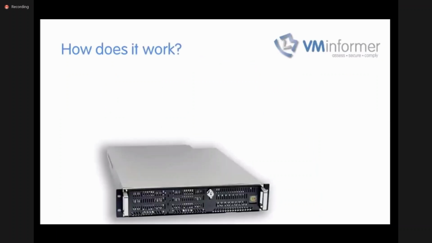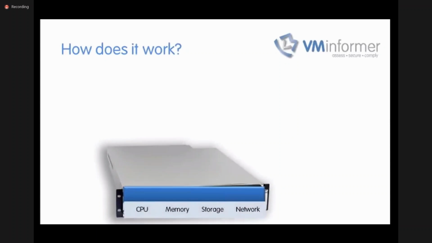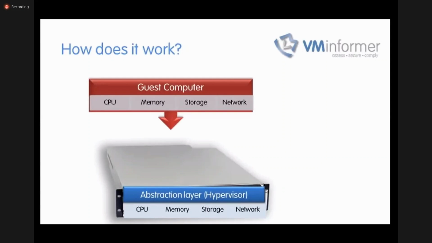So virtualization works as follows. A big piece of hardware with plenty of power in processing, memory, storage and network capacity is loaded with a piece of software called a hypervisor. The hypervisor is sometimes called the abstraction layer because it abstracts the physical resources and reallocates them more efficiently.